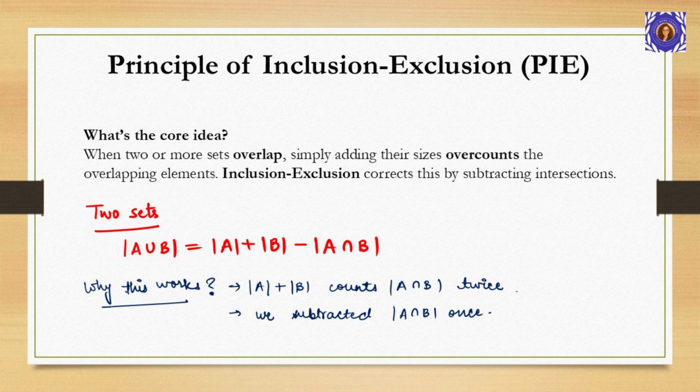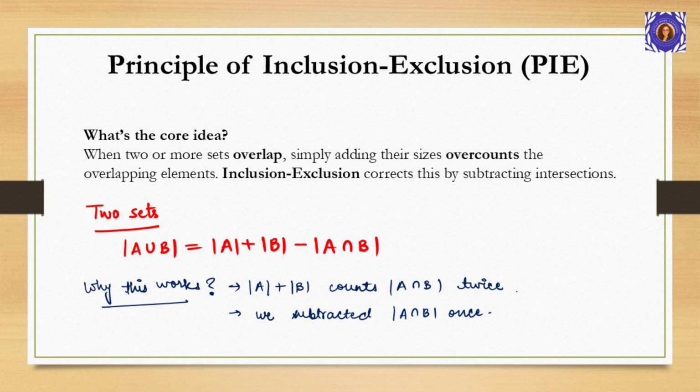Now, if I simply ask you to count how many students like at least one of these subjects, you might instinctively add the number who like math to the number who like physics. But wait, this approach has a critical flaw that leads to overcounting. This is precisely where the principle of inclusion and exclusion comes to our rescue.